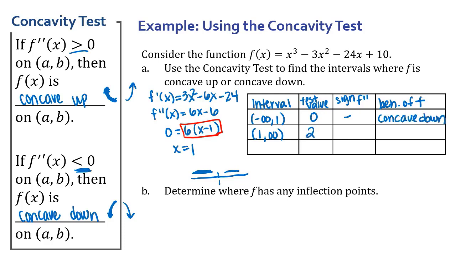Then if I choose a test value in my second interval, we'll choose 2. You're going to get 6 times +1, which is a positive number. So it's going to be concave up. With that, I can conclude that because at 1 I changed from being concave down to concave up, we have an inflection point at x equals 1.